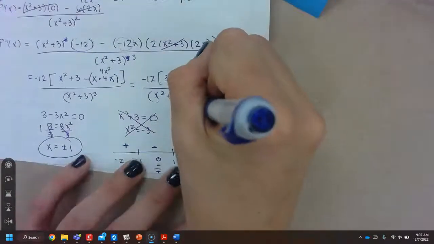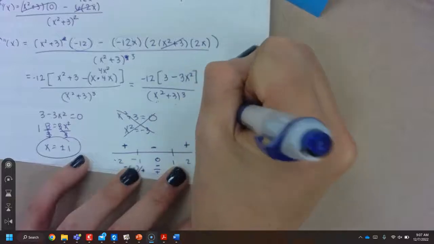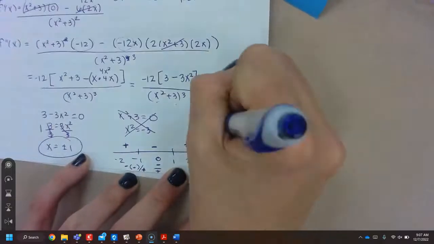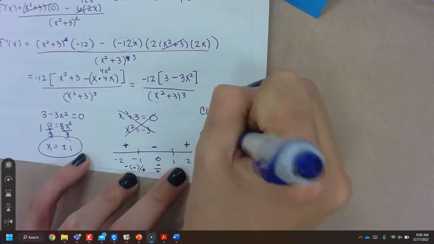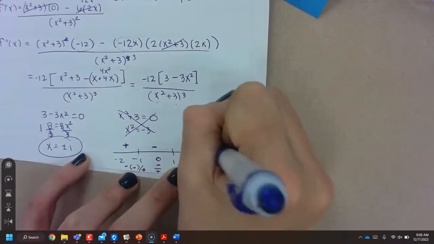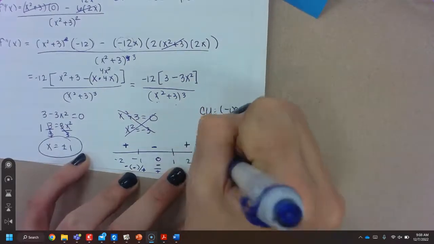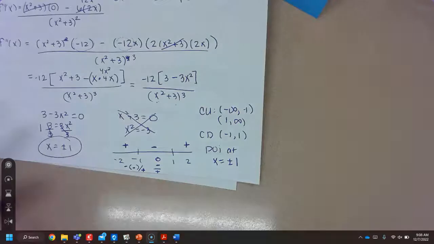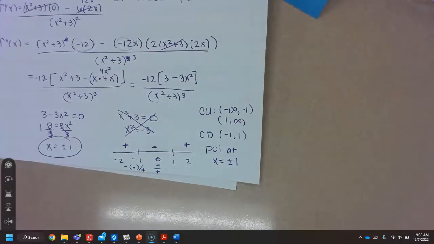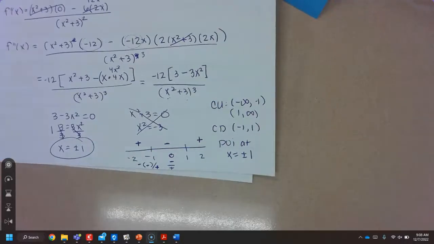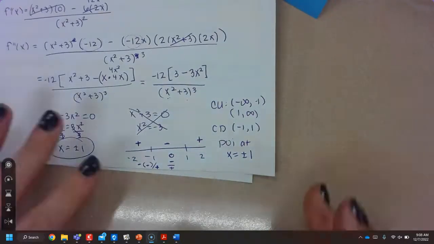So then concave up, negative infinity, negative 1, 1 to infinity. Concave down, negative 1 to 1. POIs at x equals plus or minus 1. And can you do your justifications based on the statement from above, knowing you'd write because f double prime of x is less than 0, because f double prime of x is greater than 0, etc.